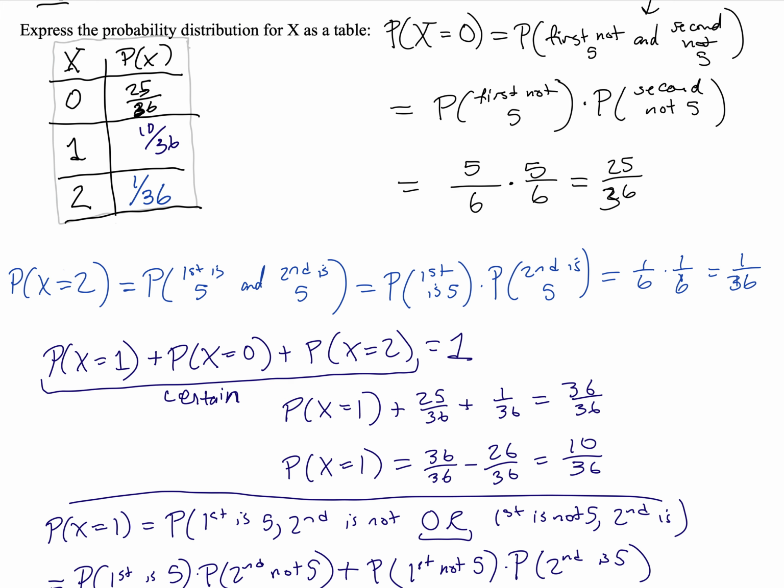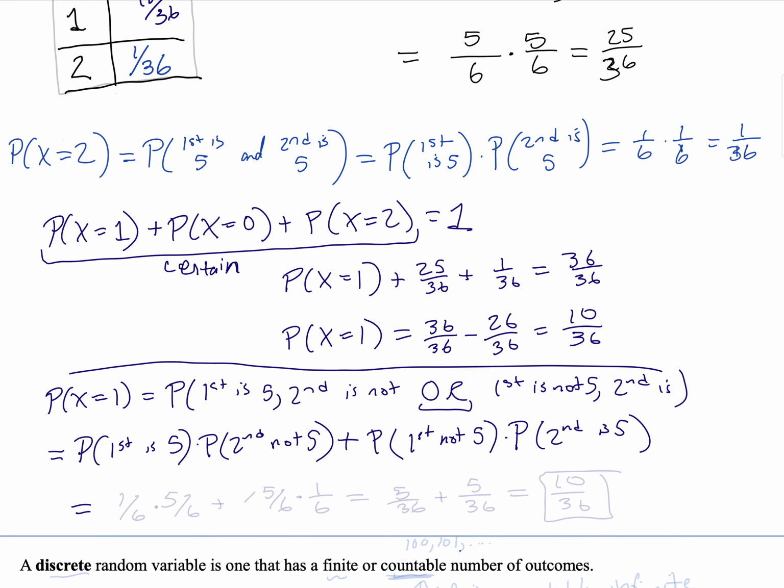is a 5. And so that would be equal to the probability that the first die is a 5, 1 out of 6, times the probability the second die is not a 5, that's 5 out of 6, plus the probability the first is not a 5, any of those other values aside from 5, 5 out of 6, times the probability that the second die is a 5, that's 1 out of 6. And so what do we have all together? We have 1 times 5 is 5 out of 36, plus 5 times 1, 5 out of 36, and that adds up to 10 out of 36, which is exactly what we had above. So this is our probability distribution for x.